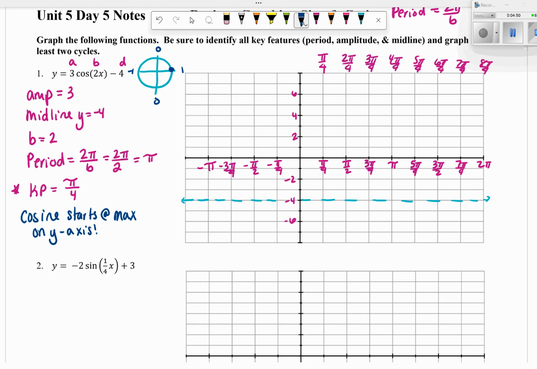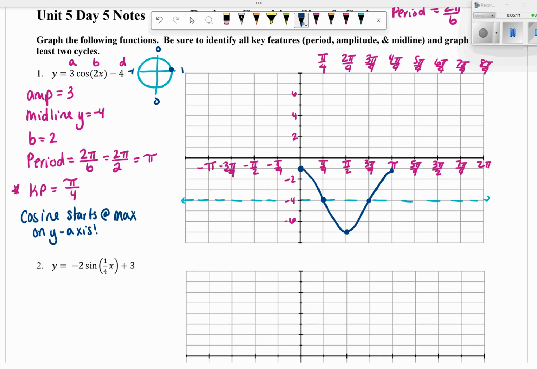So here we are going to go on the y-axis from the midline. Our amplitude is 3, so we're going to count up 1, 2, 3. Then we have to go back to the midline. Then from the midline, we're going to count down 1, 2, 3, back to the midline, and then at pi would be at -1. So this is our first cycle.